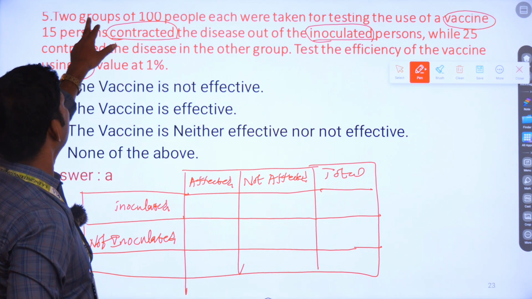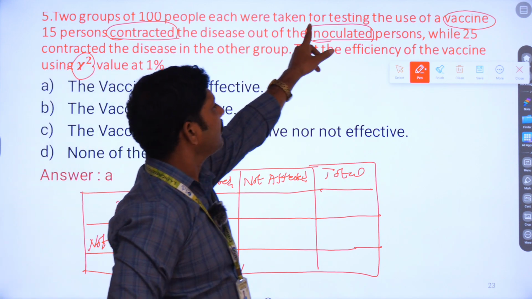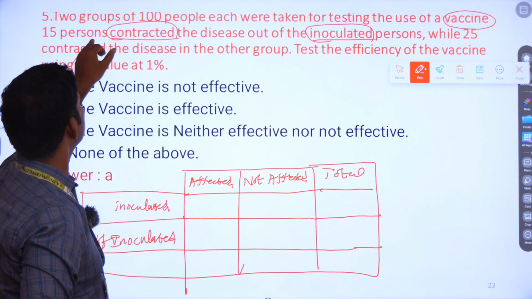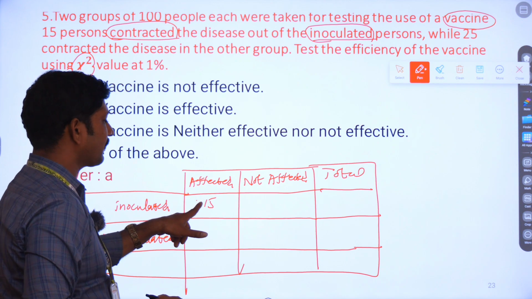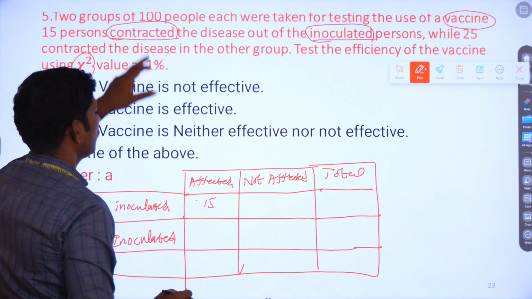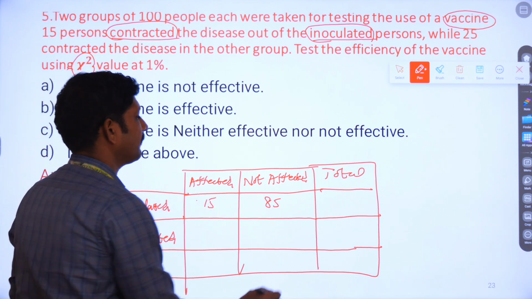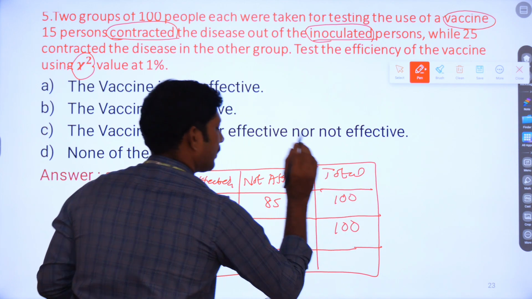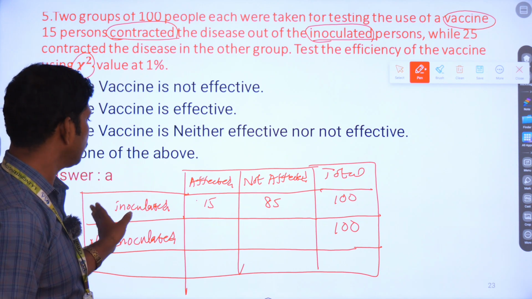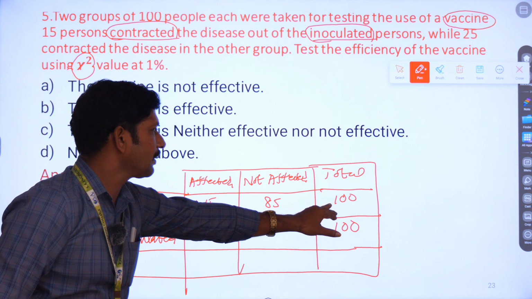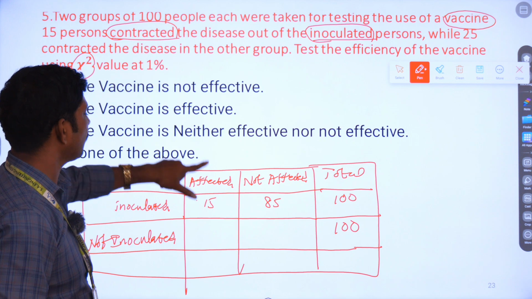The two groups of 100 people each, so each group is 100 people taken for testing the use of the vaccine. 15 persons contracted, affected 15 persons. Since 15 are affected, the remaining persons from the 100 are not affected, therefore it becomes 85. Each group is 100, so first total 100, second total also 100. One is the inoculated group, another the non-inoculated group. So affected is 15, and not affected is 85.